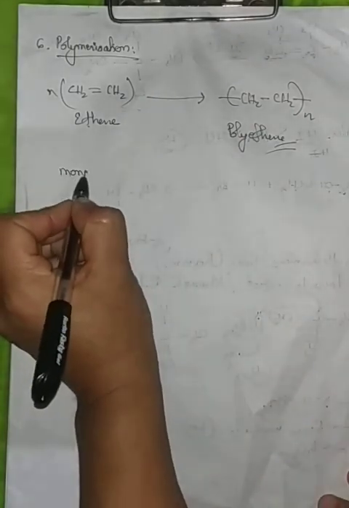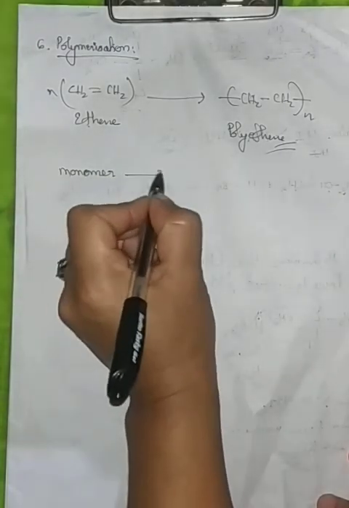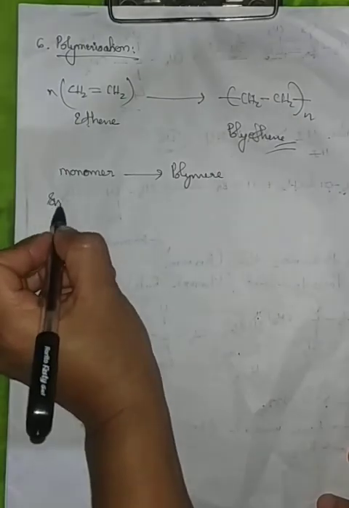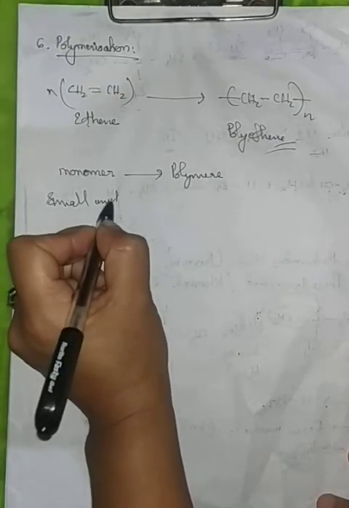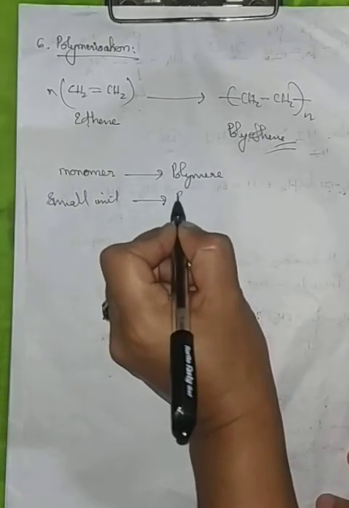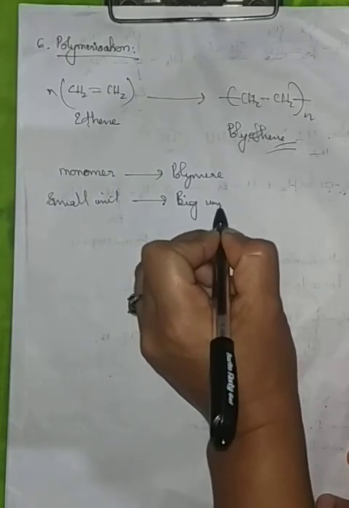In this way, the polymerization reaction of ethene takes place to form polymers, meaning small monomer units join together by chemical combination or by polymerization to form bigger units. In this way, the polymerization reaction of alkenes takes place. Therefore, this is the last chemical reaction of alkenes.